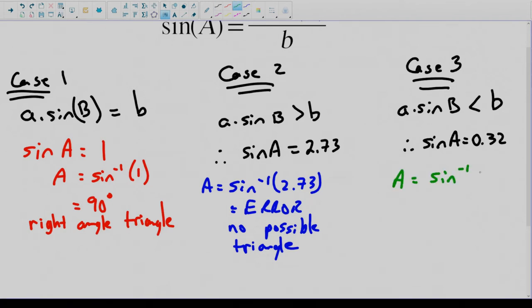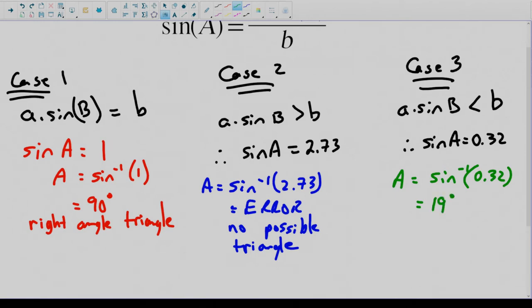If I arc sine 0.32, I actually get an answer. I'm going to do this on my calculator off to the side here. So 0.32. So that gives about 19 degrees.